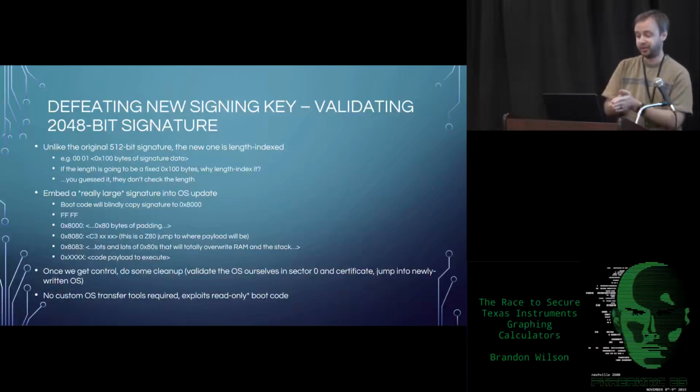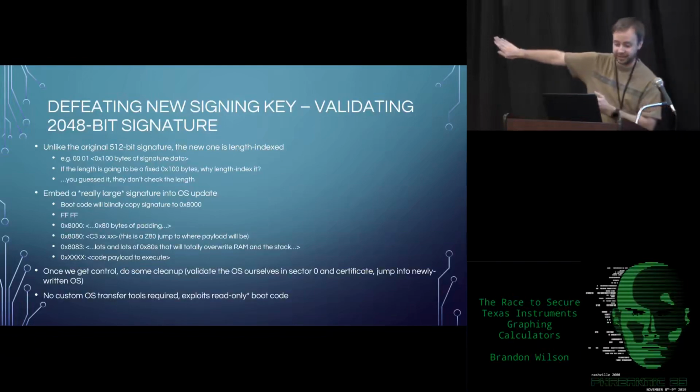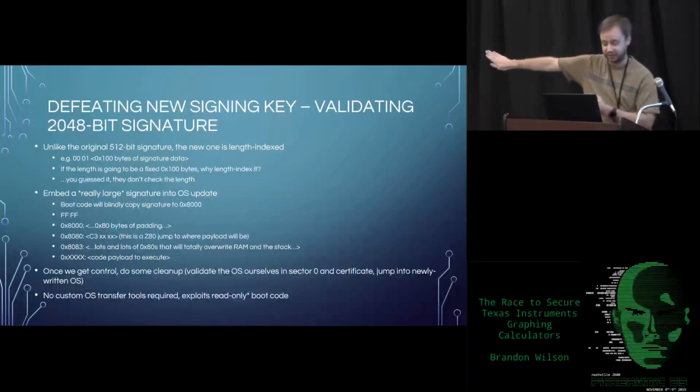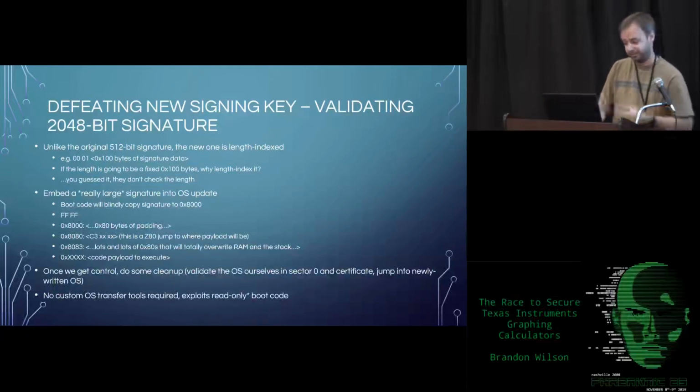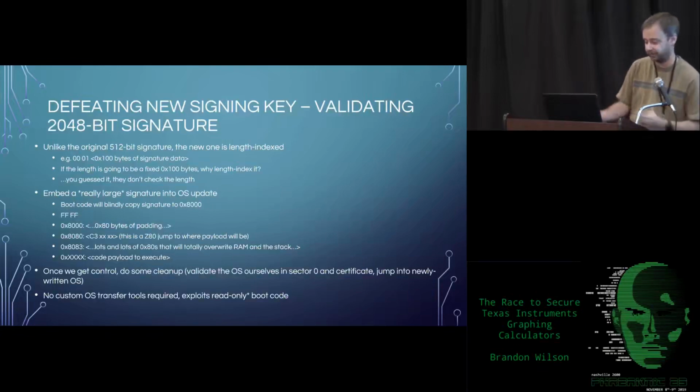So we can store 80 bytes of garbage there, and then a Z80 jump instruction, which is opcode C3, and then the address. And then we can put lots and lots of 80s that eventually will totally overwrite RAM, including the stack. So the next time the code tries to return, it'll jump to address 8080, where we have a Z80 jump instruction. That'll jump to where we calculated our payload will actually be. So then we get control, we get code execution.